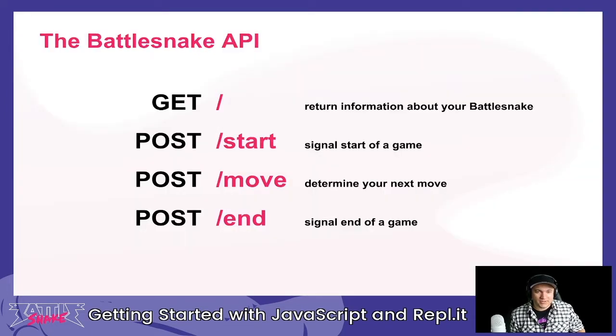The actual API: you need to respond to 4 requests that you're going to get. The first one is just a GET at the root URL, and all you have to do there is return information about your Battlesnake. This is going to include what color you want to be, what you want your head to look like, what you want your tail to look like, etc.